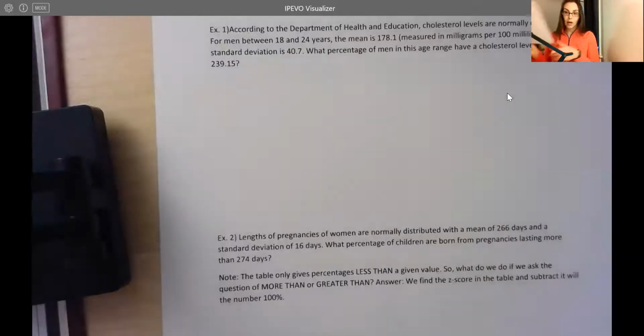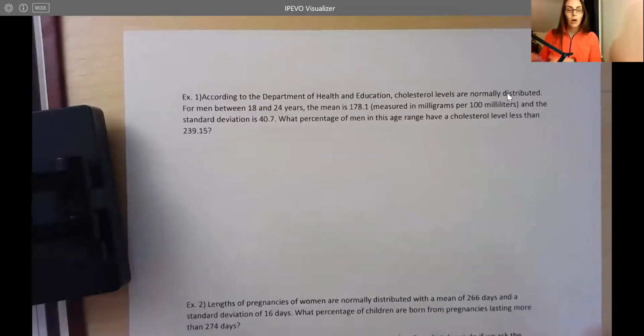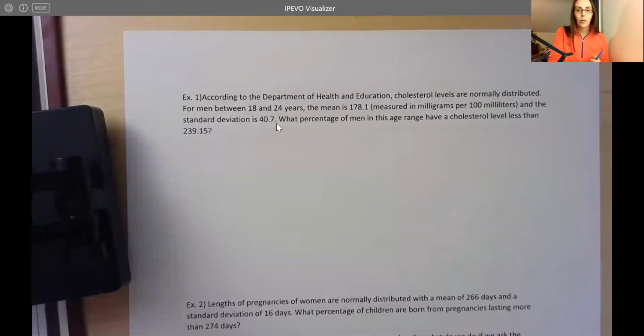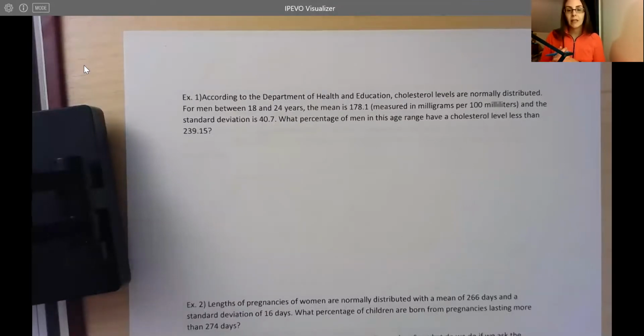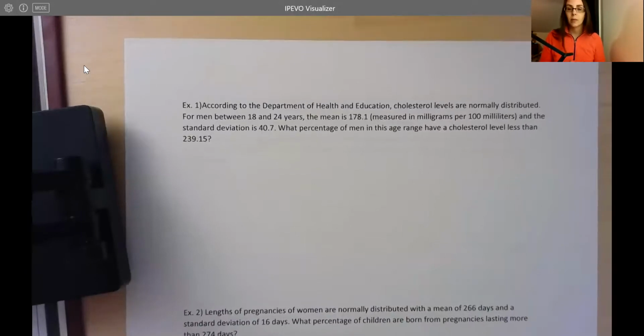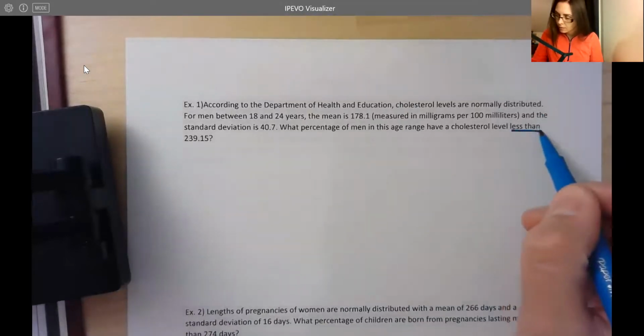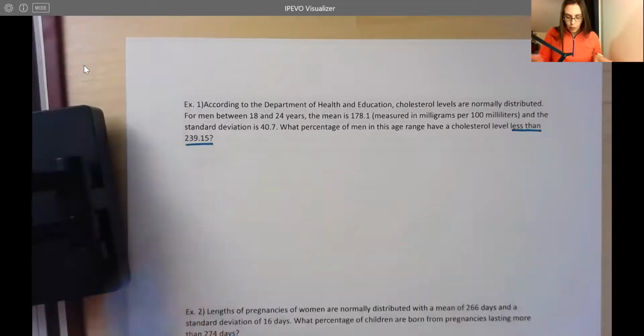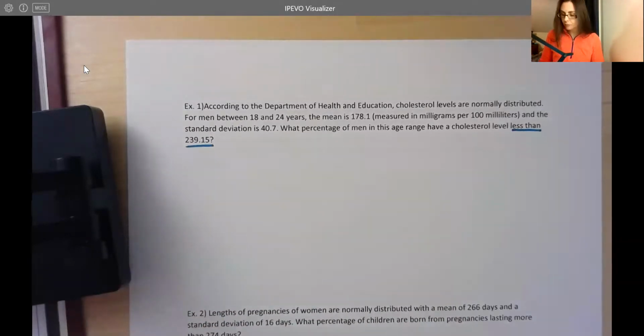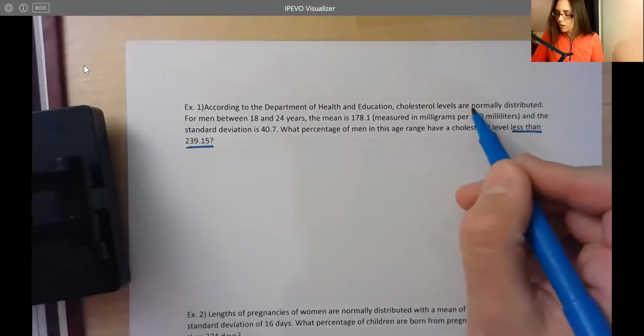Right, so I'm just going to put the table off to the side for a moment. So according to the Department of Health and Education, cholesterol levels are normally distributed for men between 18 and 24 years, and the mean is 178.1. This is measured in milligrams per 100 milliliters. And the standard deviation is 40.7. We want to know what percentage of men in this age range have a cholesterol level less than 239.15.